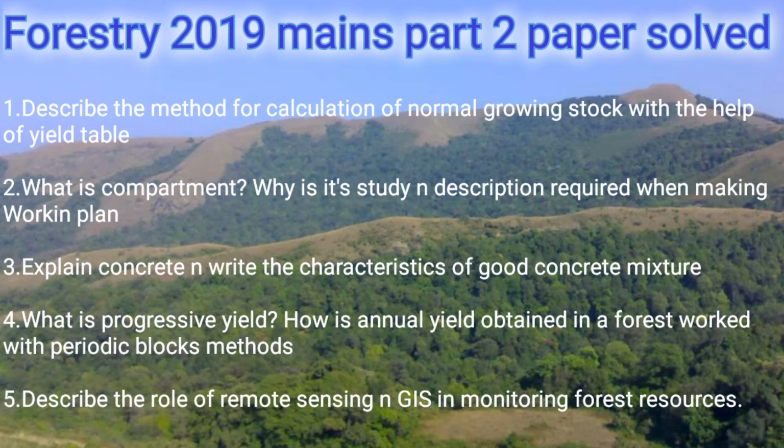How is annual yield obtained in a forest worked with the periodic blocks method? Progressive yield designates raising the productivity of soil and of the crop by silvicultural treatments, judicious tending, and enrichment of forest by changing the crop composition and by replacement of original inferior forest by valuable forest species. The principle involved in this is the production of maximum quantity of the kind of produce from the soil in the shortest possible time.